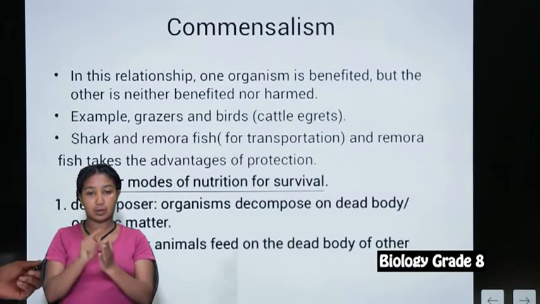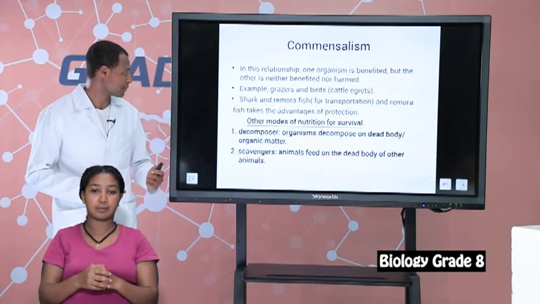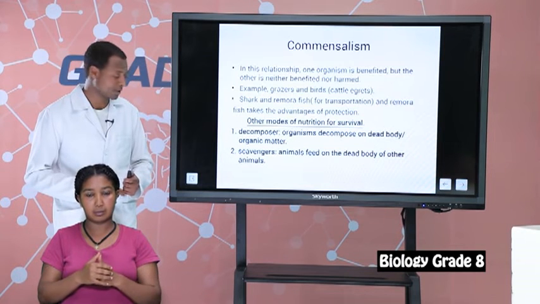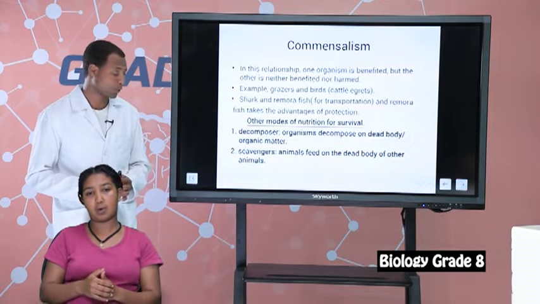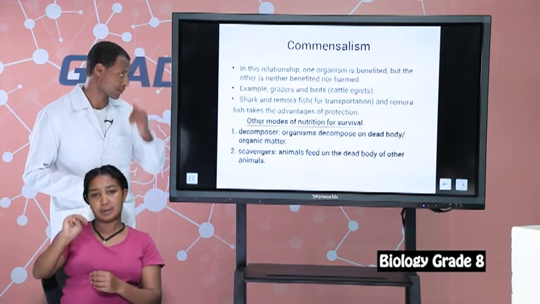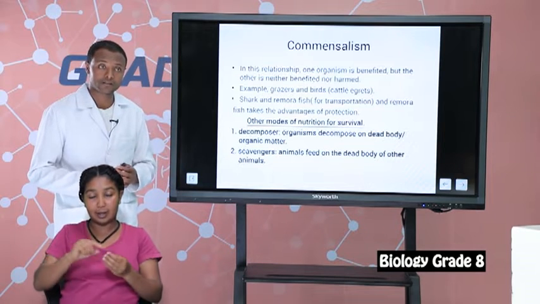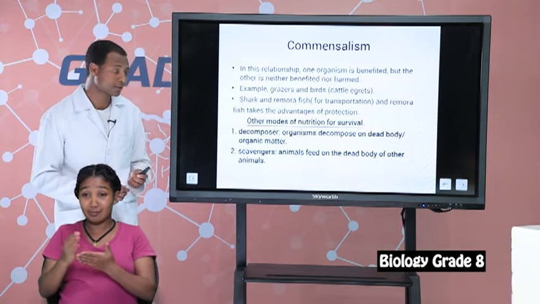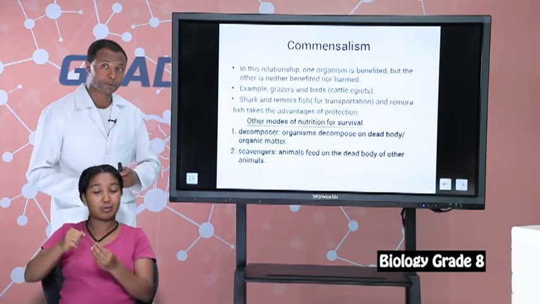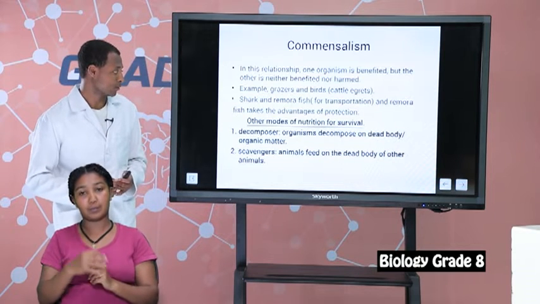For example, we can mention here hyena and also a very famous bird called the vulture. They are well known as scavengers. So they are important in the cleansing up of the environment. Otherwise, if dead organisms are not removed, the environment becomes very polluted. So they are an important part of mode of nutrition.